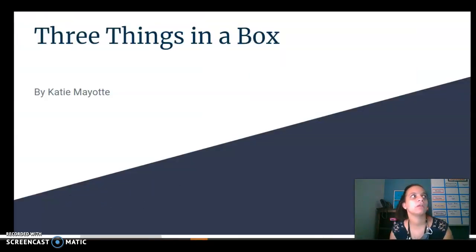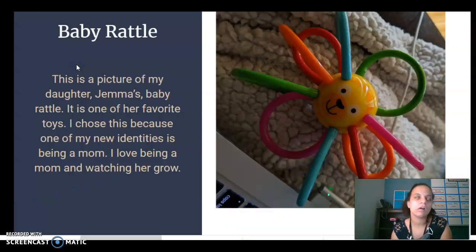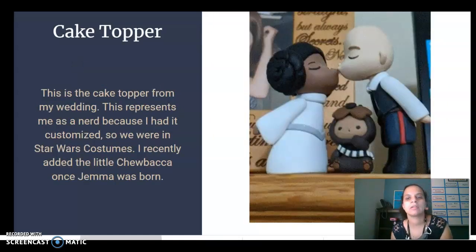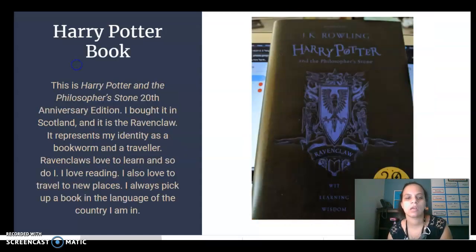I'm gonna give a presentation about things I put in a box. This is a toy that my daughter likes, so, yeah. This is a picture of me being a nerd, not me, a picture of nerdiness. And this is a picture of a book because I like to read. Yeah, that's it.